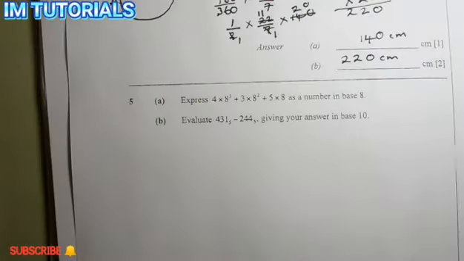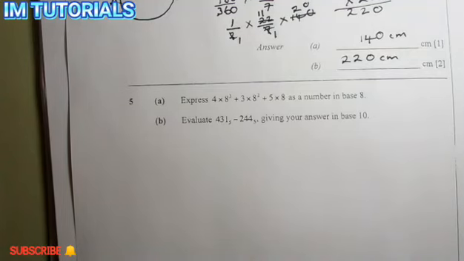We are now moving on to question number 5. It reads, express 4 times 8 to the power of 3 plus 3 times 8 to the power of 2 plus 5 times 8 as a number in base 8. I hope you are following, class.